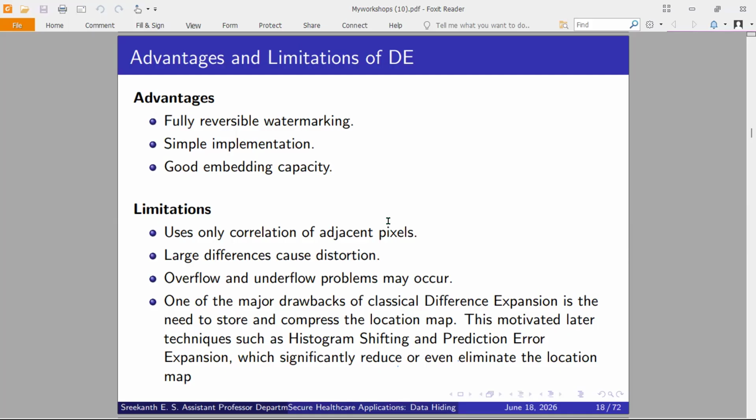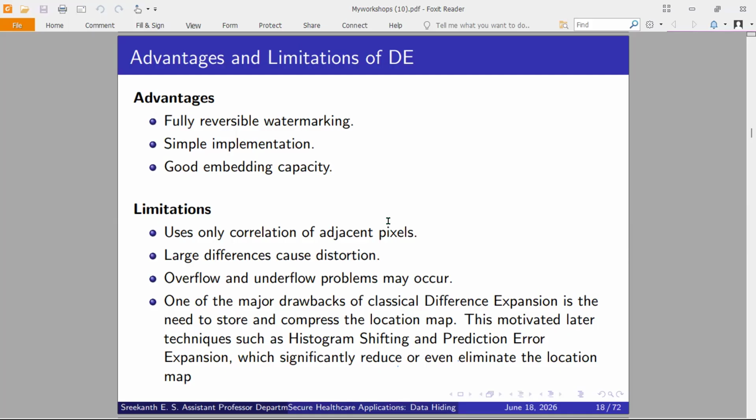So the sender should get that information. Suppose you have 20 pixel pairs, and out of that you have 10 locations that you cannot embed. So what is to be done? You have to get it like an array, and you have to compress it and embed it in the image itself.